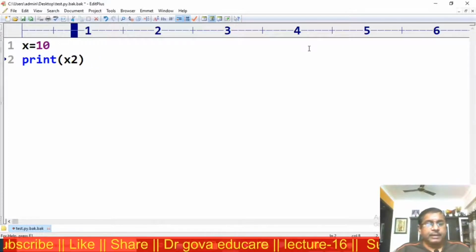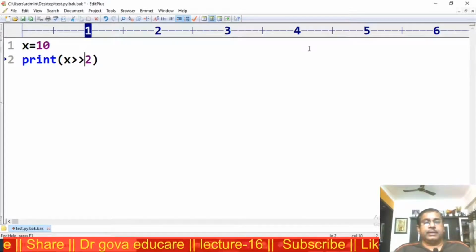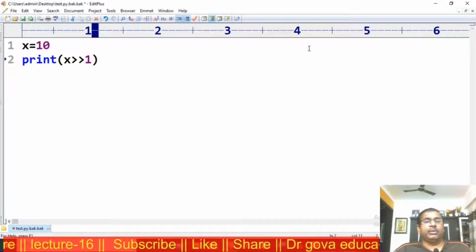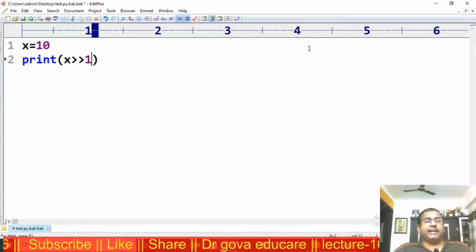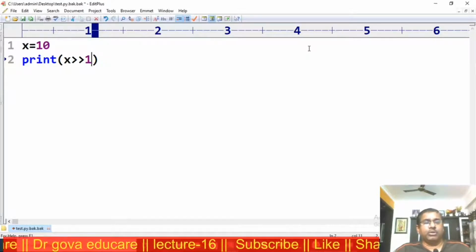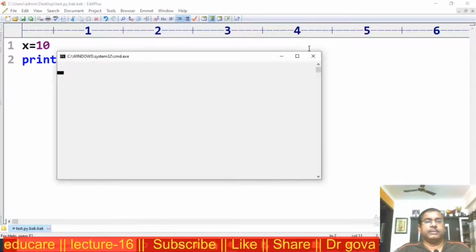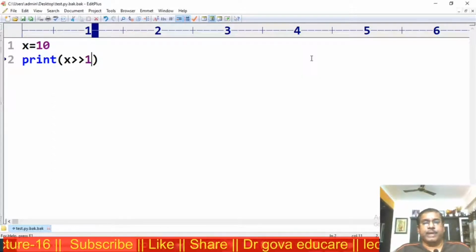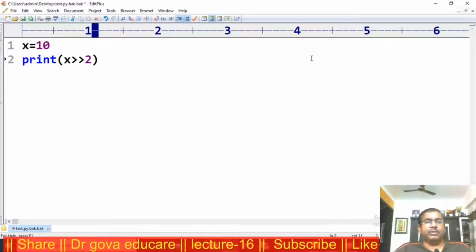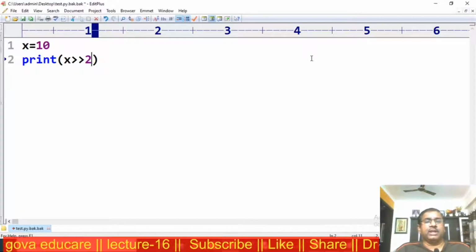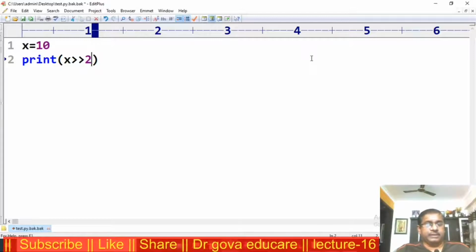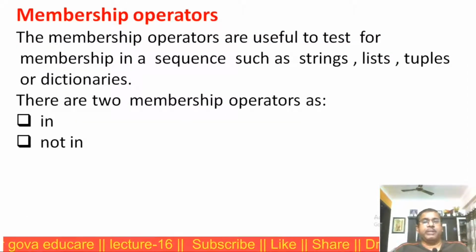Similarly, x right shift by 1 bit. Now the value of x is divided by 2 power 1, that is 10 by 2, the quotient is 5. The result is 5. I am shifting 2 bits to the right. The result is x equal to 10 by 2 square, that is 10 by 4. The quotient is 2.